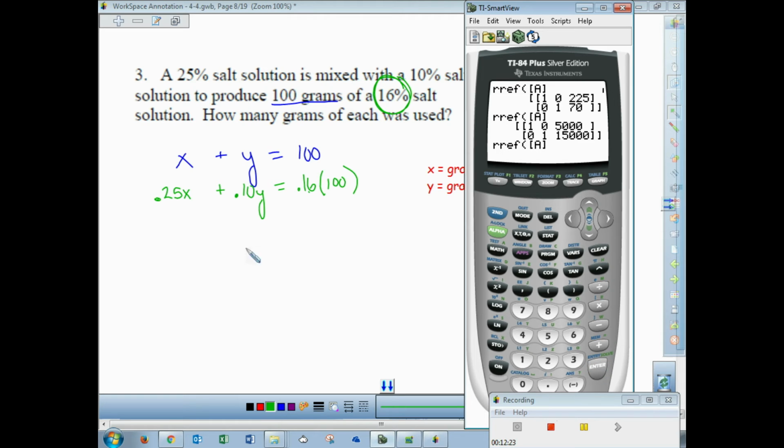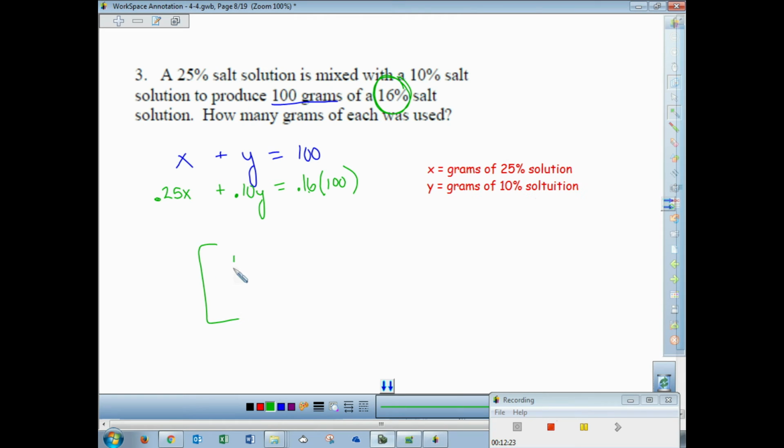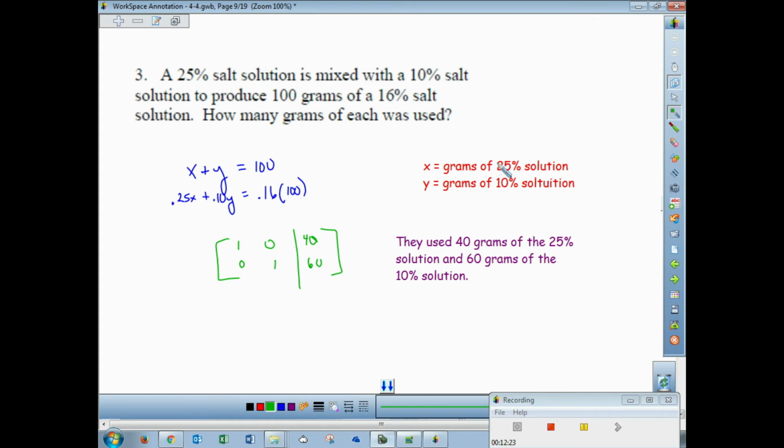Boom! There's my solutions matrix. 1, 0, 40, and 0, 1, 60. Remember, these two numbers should add up to be 100, which they do, and we'll write our answer in a complete sentence. What the heck does this mean? It means they used 40 grams of the 25% solution and 60 grams of the 10% solution. So capital letter, periods, nice complete sentence right there.